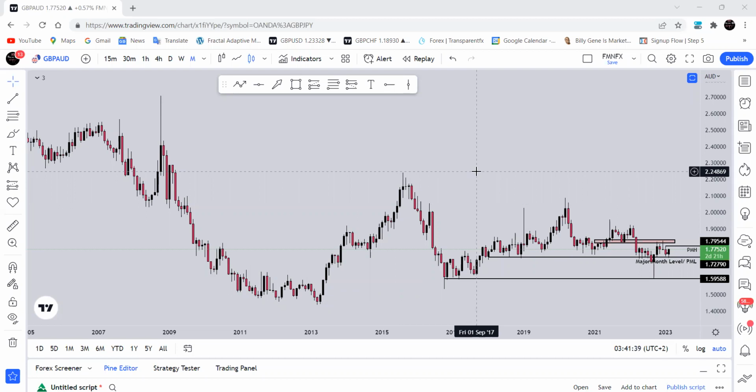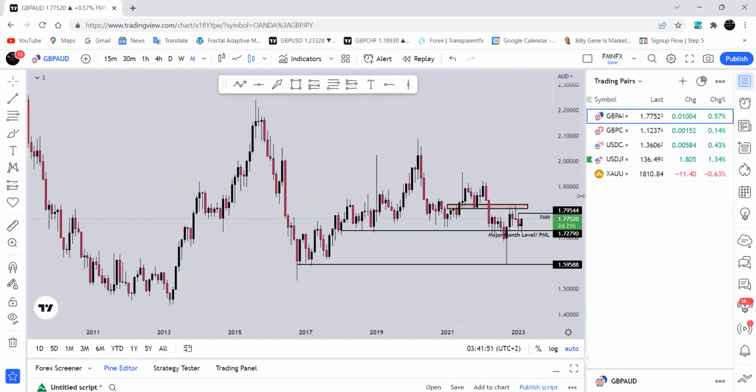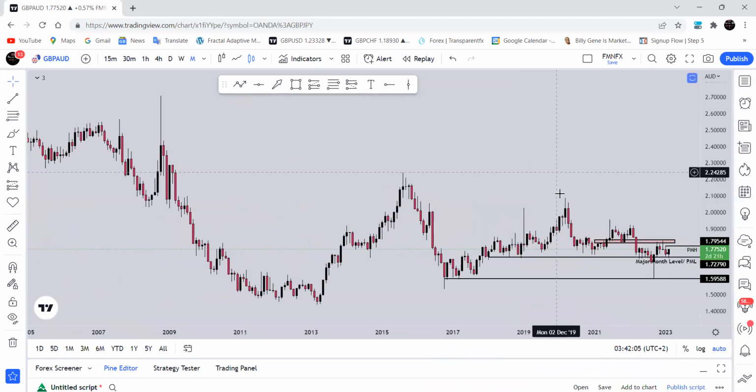Hey, look, let's start marking up some charts. I created a new list. Hold on, let me move this out the way. My system had an update, and I don't know where that little sidebar came from. But anyways, these are the pairs I'll be trading: GBPAUD, GBPCHF, USDCAD, USDJPY, and gold. All right, there we go.